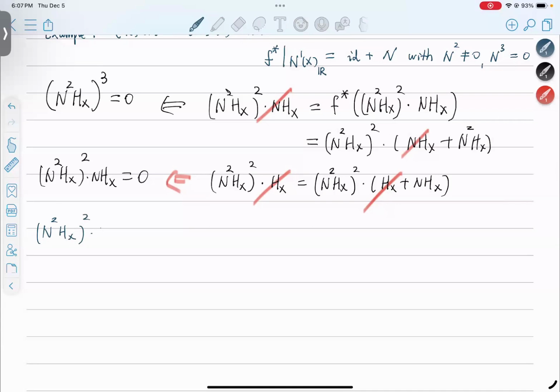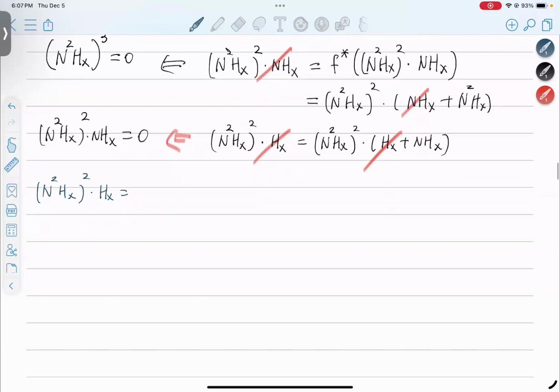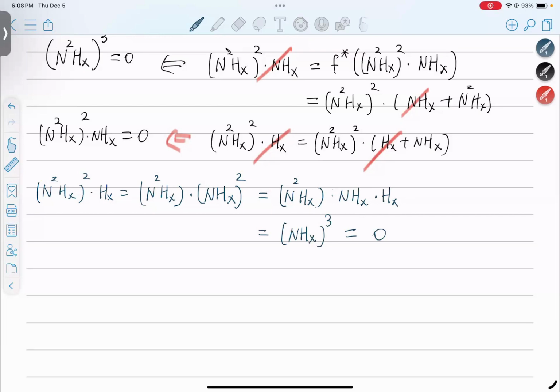Then we can keep going. We can also show that this one is also 0. I won't write the details, and you can just use this trick. You can keep going. So n square hx squared times hx is 0, and also n square hx times n hx squared is also 0. Also n square hx times n hx times hx, n hx cubed, all of them are 0.